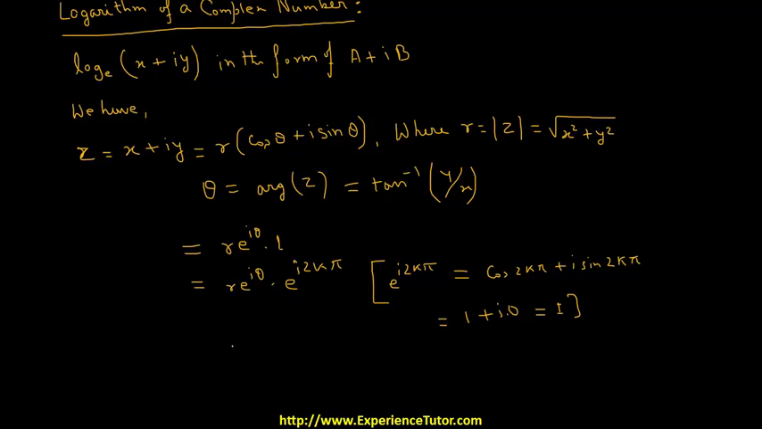Therefore, z is equal to, we can write, r e to the power i (2k pi plus theta), where k is an integer.